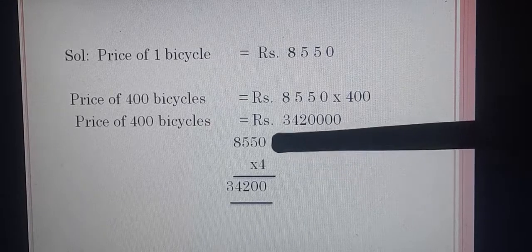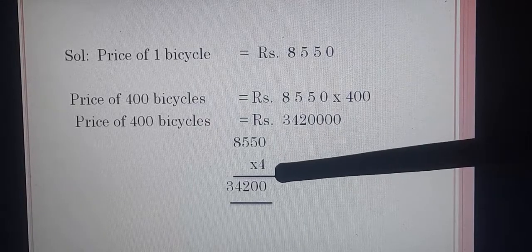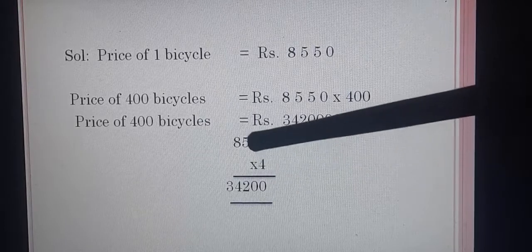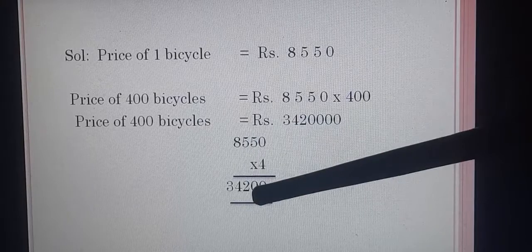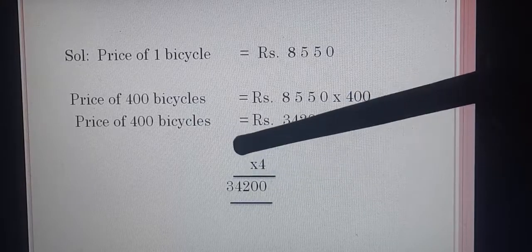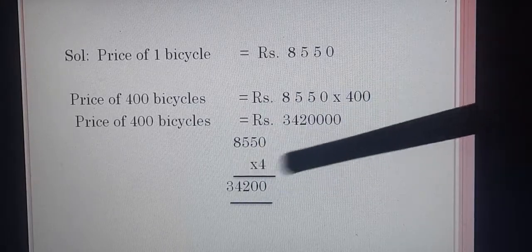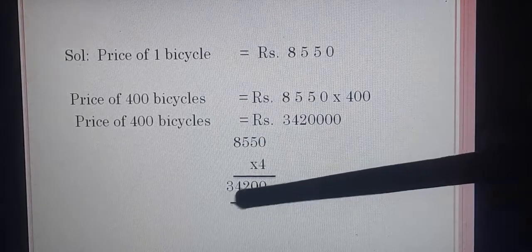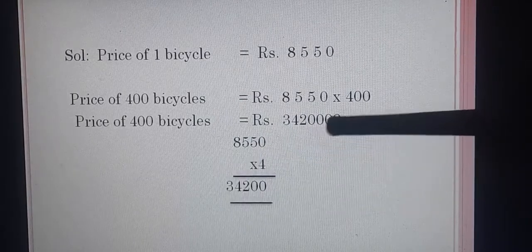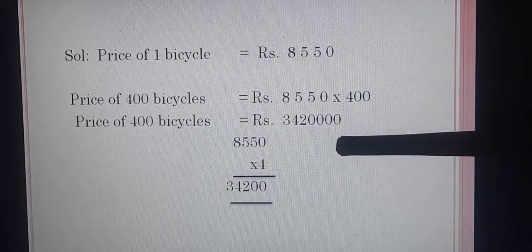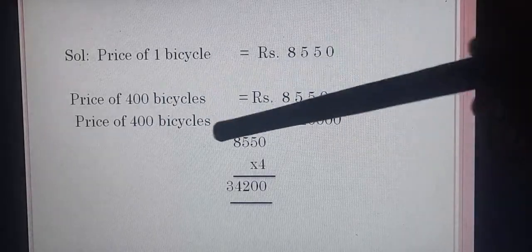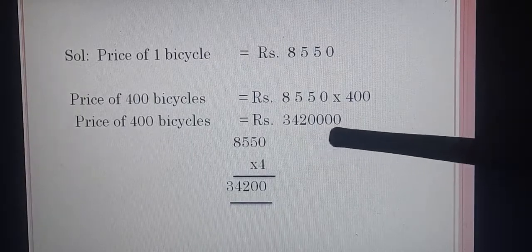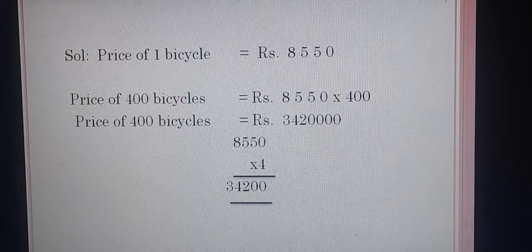Here I have multiplied 8,550 with 4. 4 zeros are 0, 4 5s are 20, 0 and 2 carry, 4 5s are 20, 20 plus 2 is 22, 2 carry, 4 8s are 32, 32 plus 2 is 34. Now you will write down this product here and put 2 zeros to the right side of the product. Now the price of 400 bicycles is 34,20,000. Got it?